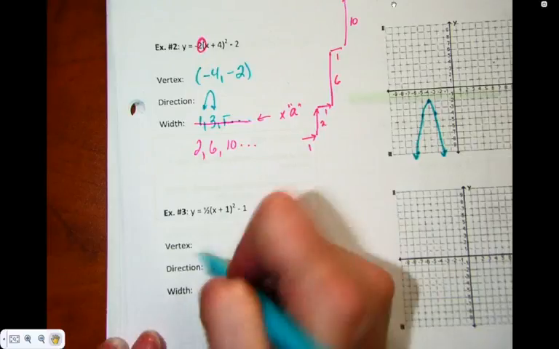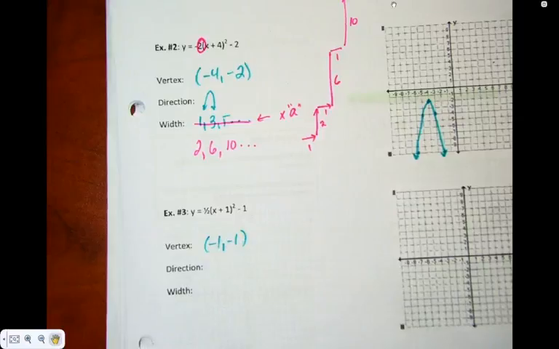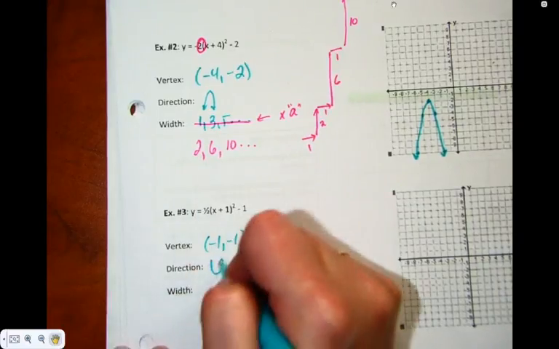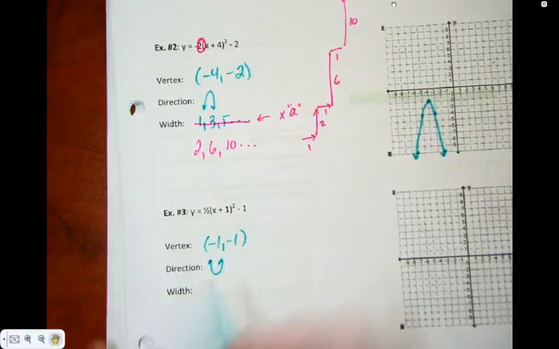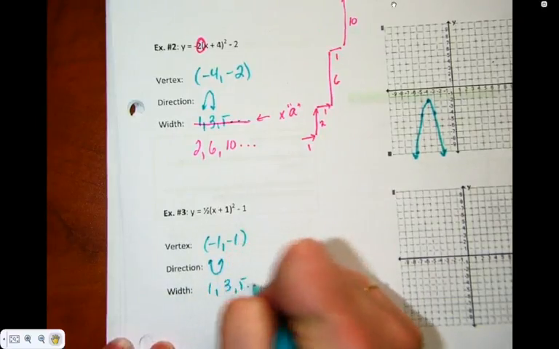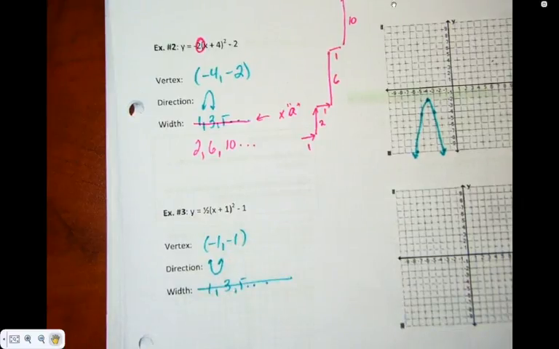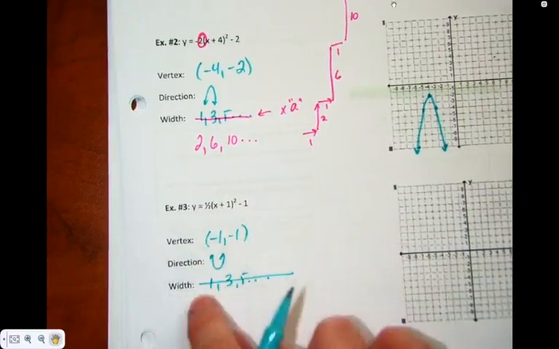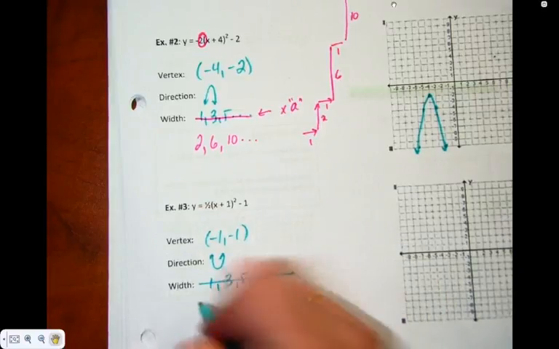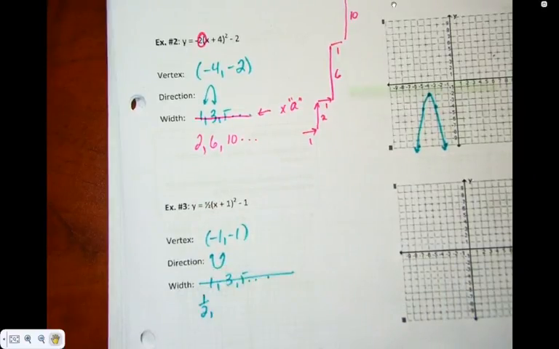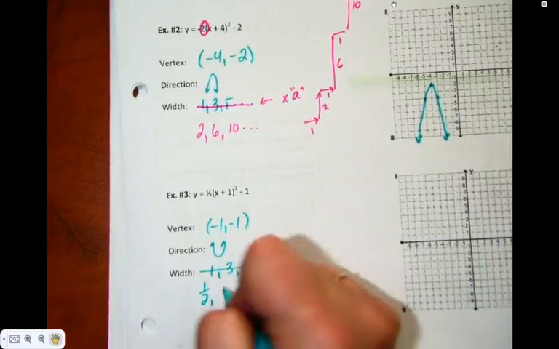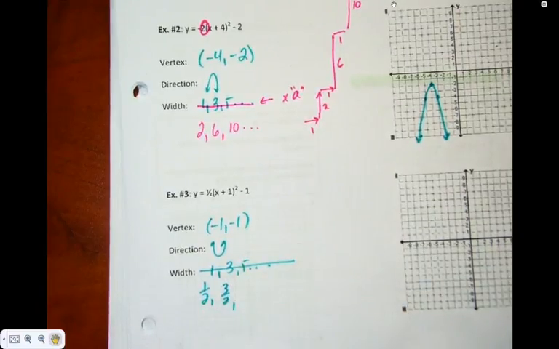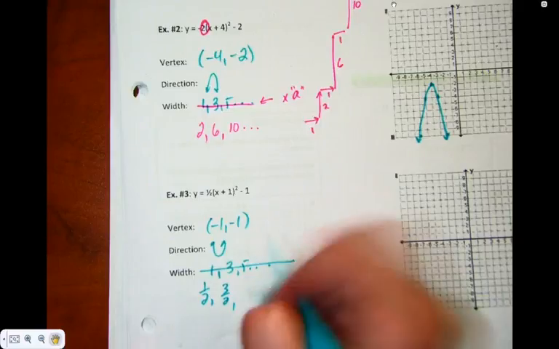What is the vertex? The direction up or down? How do you know? Standard width is 1, 3, 5, dot, dot, dot, but I'm going to multiply it by the A value. So 1 times 1/2 is 1/2. 3 times 1/2, 3 on 2. 5 times 1/2. Now it starts to fall apart. 5 times 1/2, 5 halves.